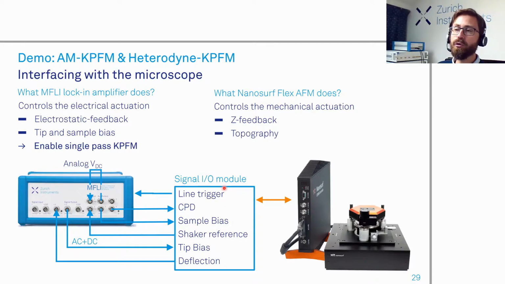Actually, at the same time, you can also get the end of line trigger, just a simple TTL at the end of every line. Of course, all these signals are also available internally, and then we can also image with the data acquisition module from the MFLI. So here you see that we can really separate the realm of the electrostatic feedback from the MFLI and everything related to the mechanical actuation, that feedback topography and imaging from the SPM controller.